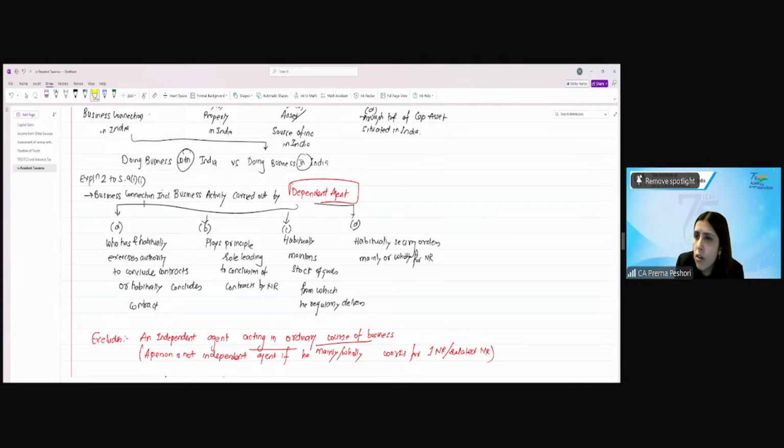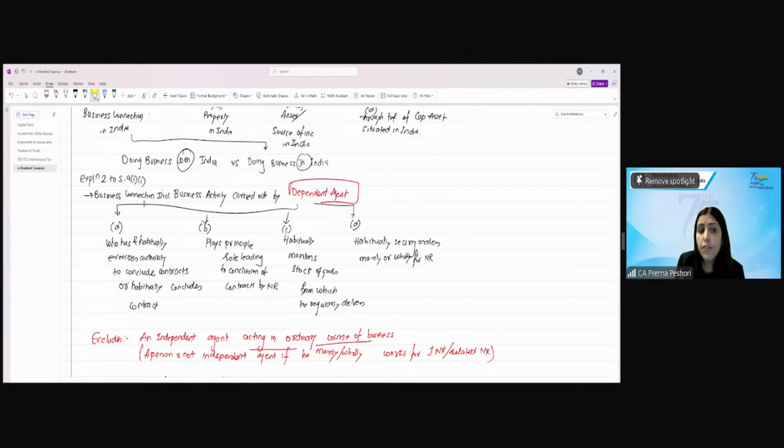Agent doesn't conclude the contracts or doesn't play a role in concluding the contract, but is maintaining the stock of goods habitually from which he is regularly delivering the goods. Still there is a business connection. Or he is habitually securing the orders for you. There is a business connection.